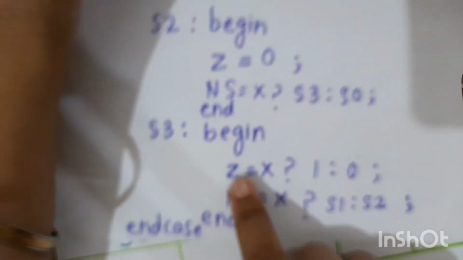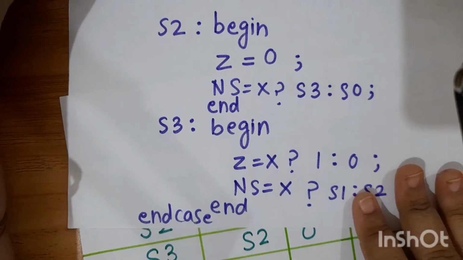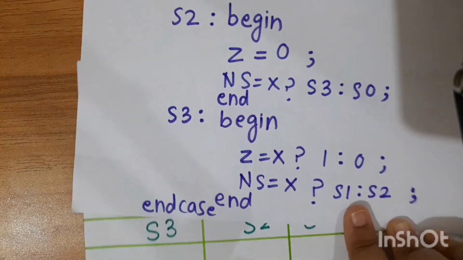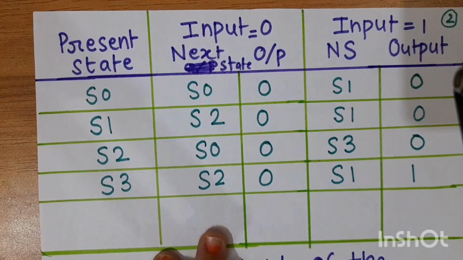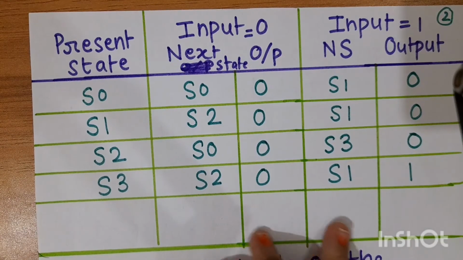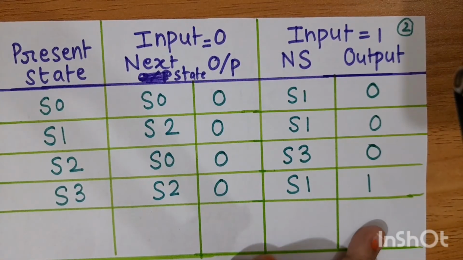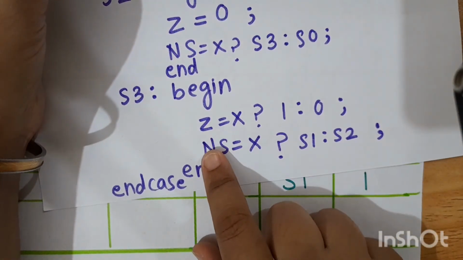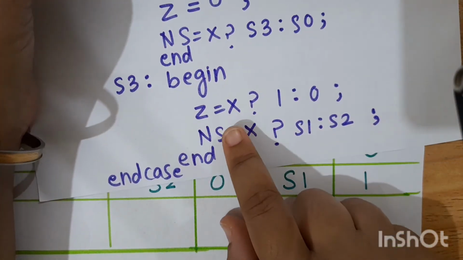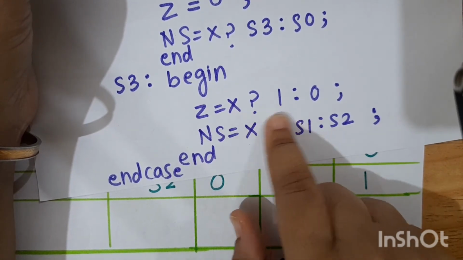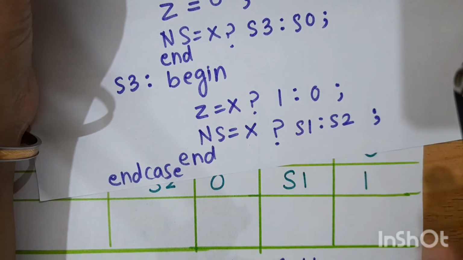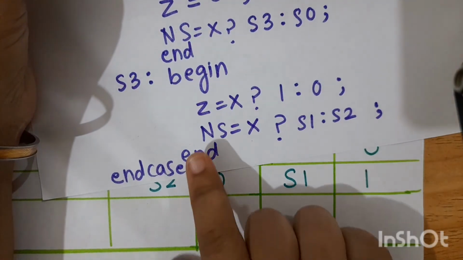Please see, now we reach the S3 state. We will check first of all the output. In S3 state, if the input is 0, output is 0. If the input is 1, output is 1. So I have put that in the conditional statement here: Z, if the input is 1, output is 1, if the input is 0, output is 0.